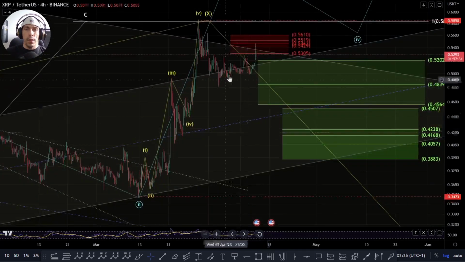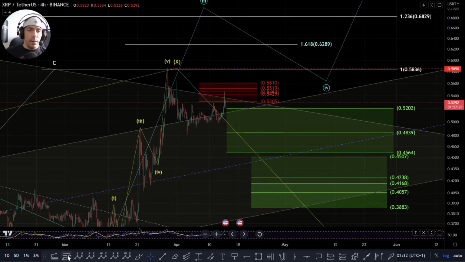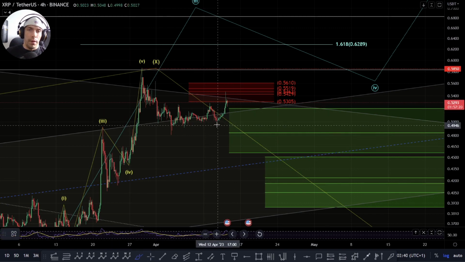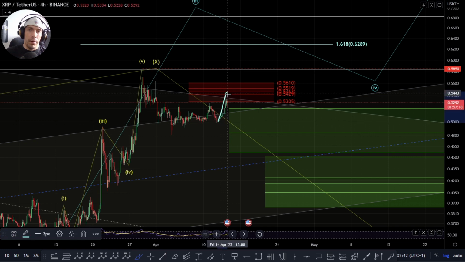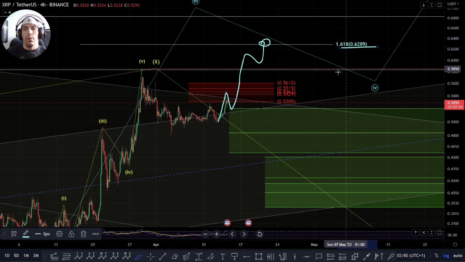If we fail to actually break down past this point here, of this 49.84, I will be looking out to see whether we start to build impulsive structure here to the upside, where potentially this move here becomes a one, come back down for a two, we get a three, four, and a five, and then push up into this higher range here of the 62.89.